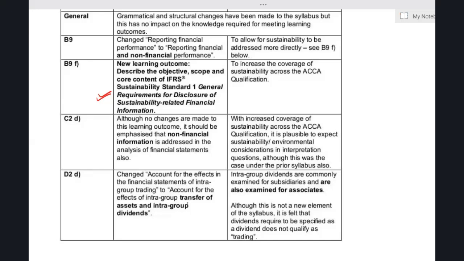And intra-group trading of stock was there before, and intra-group trading of property, plant and equipment was there when it comes to subsidiaries. But now you should know if there's an intra-group trading of property, plant and equipment between parent and associate, how to deal with that. So whatever changes they have introduced, you have to learn the changes as well. All the changes will be covered by me, inshallah.